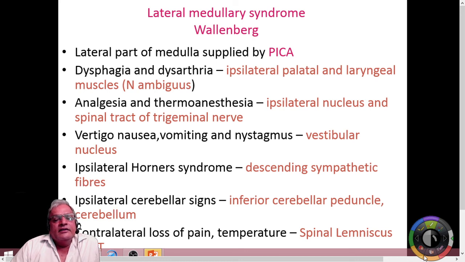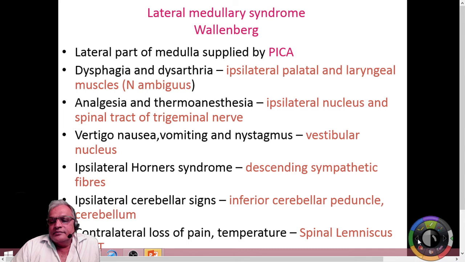Then ipsilateral Horner syndrome, because the sympathetic fibers that descend from the higher centers have to pass through this area. So you get Horner syndrome. Ipsilateral cerebellar signs because of the inferior cerebellar peduncle being affected. Contralateral loss of pain, touch, and temperature. That is, the spinal lemniscus is also affected.